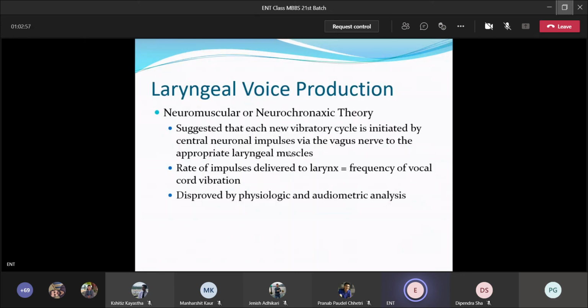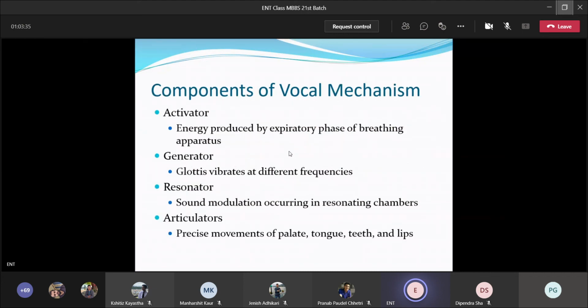Laryngeal voice production, neuromuscular or neurochronaxic theory: it suggested that each new vibratory cycle is initiated by a central neuronal impulse via the vagus nerve to the appropriate laryngeal muscles, and that the rate of impulses delivered to the larynx determines the frequency of vocal cord vibration. It was disproved by physiologic and audiometric analysis.